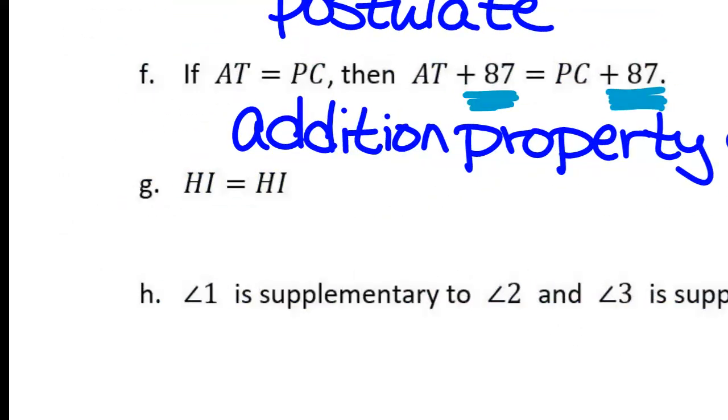All right, you guys should know this one. We've gotten really good at this because of our proofs. What allows me to say that HI is equal to itself? Reflexive property.